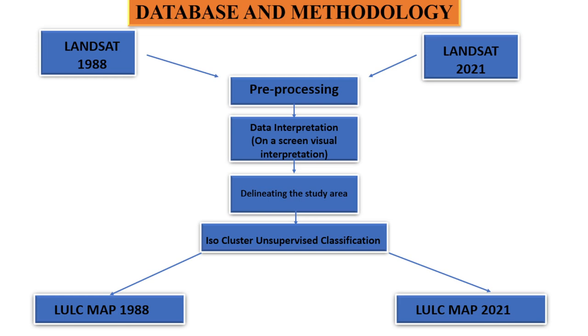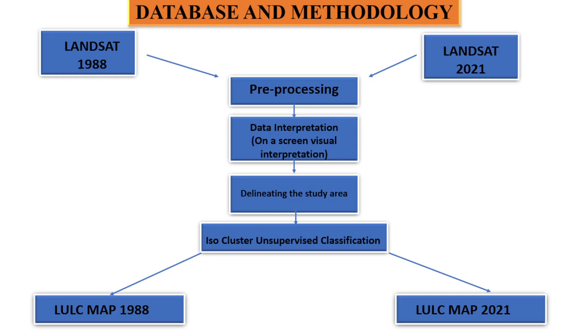This flowchart illustrates the database and methodology for generating the land use and land cover map for the years 1988 and 2021. The process begins with acquiring Landsat imagery from the respective years. The image undergoes pre-processing to prepare the data for analysis. Following pre-processing, data interpretation is conducted through on-screen visual interpretation to understand and categorize different land cover types.